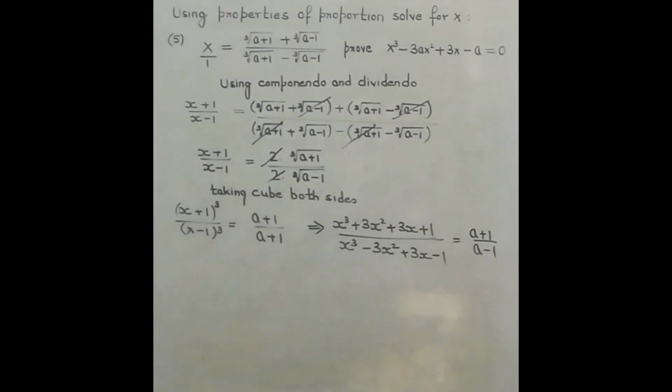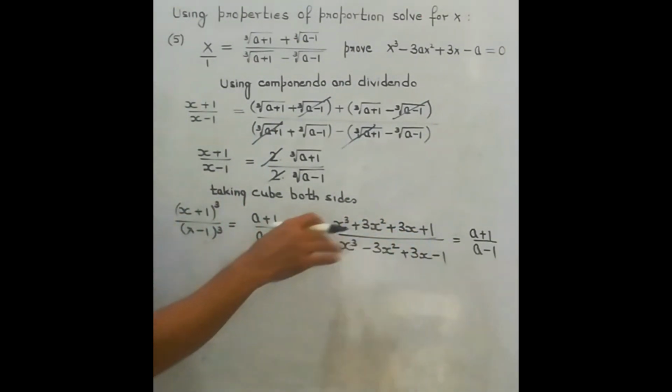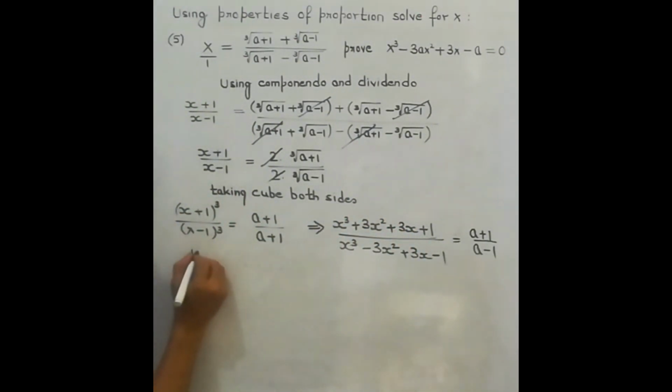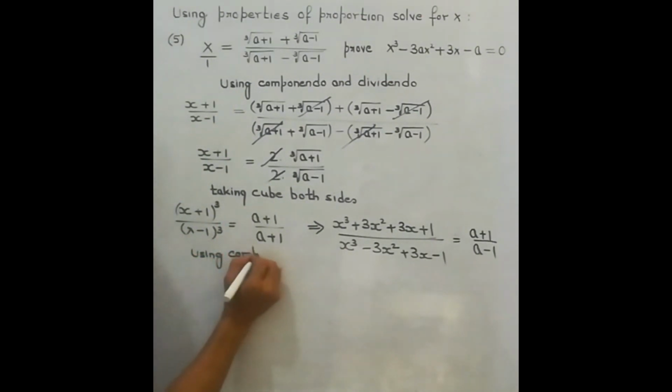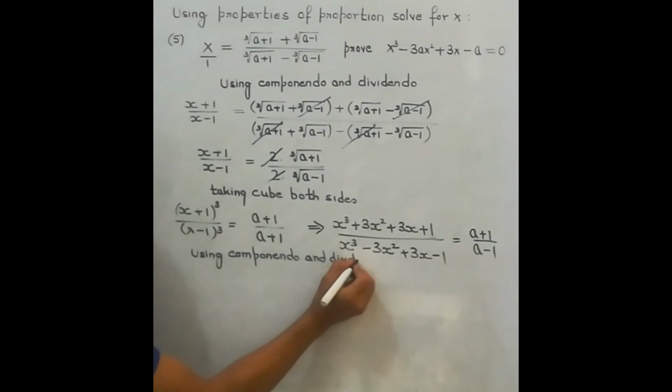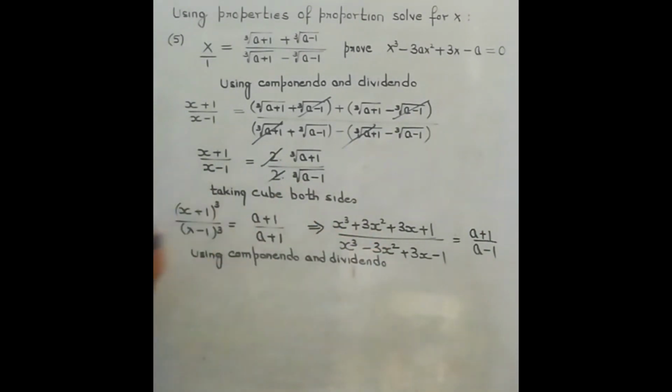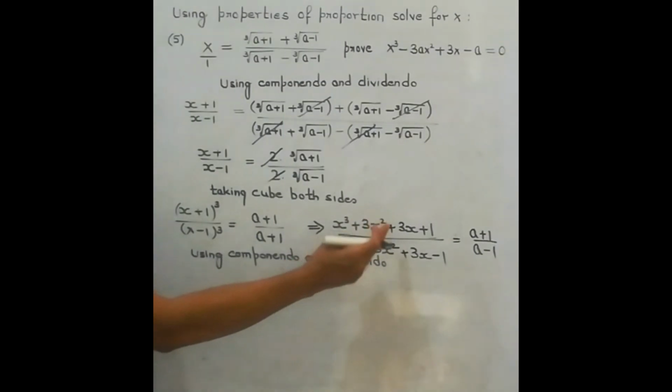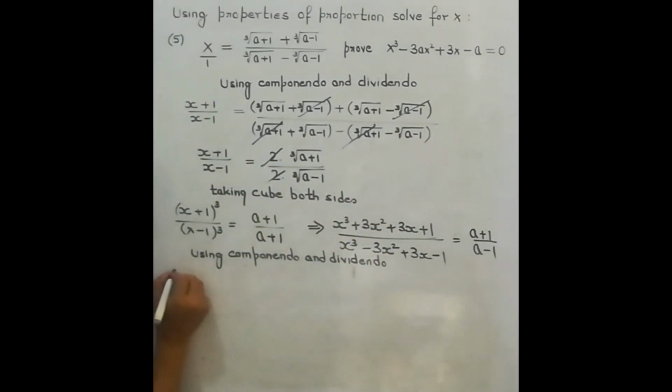Now we have to solve it, so we will try to reduce it. Again, taking the cube, it has expanded, so we will try to reduce it by using componendo and dividendo. I am going to take componendo and dividendo. So on the left side, when I apply componendo and dividendo, this is my numerator part, this is the denominator part.